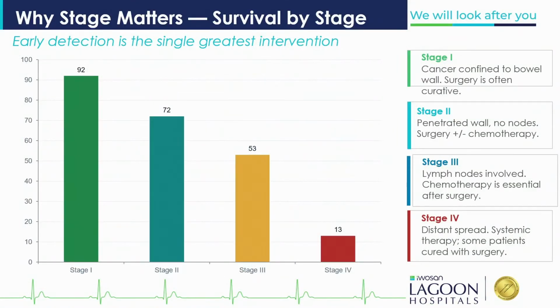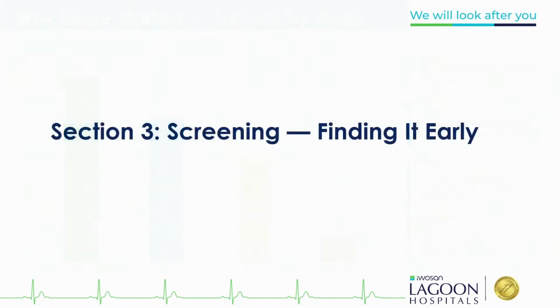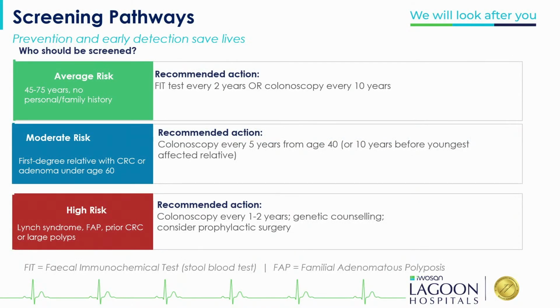So why do we want to stage? The more advanced your cancer is, the lesser the degree of survival. So at stage 4, 13%, at stage 1, 92%, which is the reason why early detection is extremely important. So this just speaks to why we screen or how we screen.